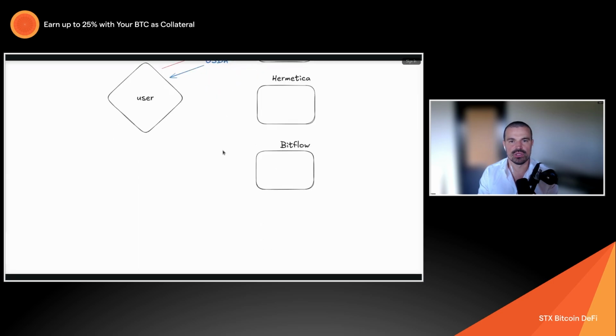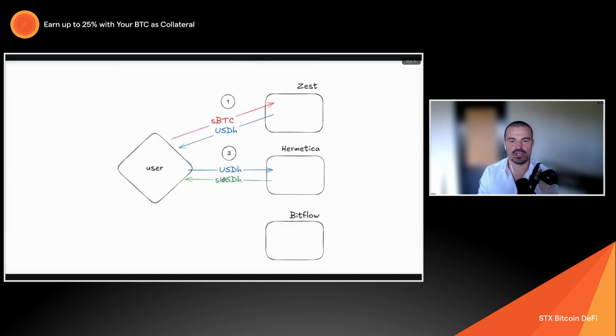Because step number 2 is to get some yield on that USDH. And I can do that by going to Hermetica and staking it and receiving the liquid staking token sUSDH in return. So let me show you that in a second here.